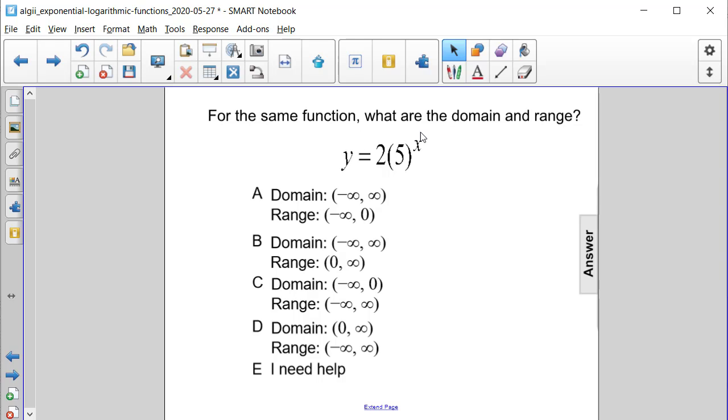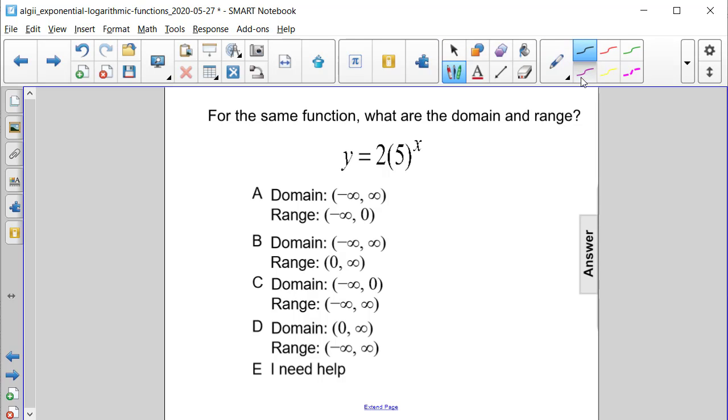For the same function, what are the domain and range? And our function is y equals 2 times 5 to the x. Well, if we think about the values that we can substitute in for x, there really is no limitation. We can put in positive numbers, we can put in negative numbers, so there are no restrictions there.